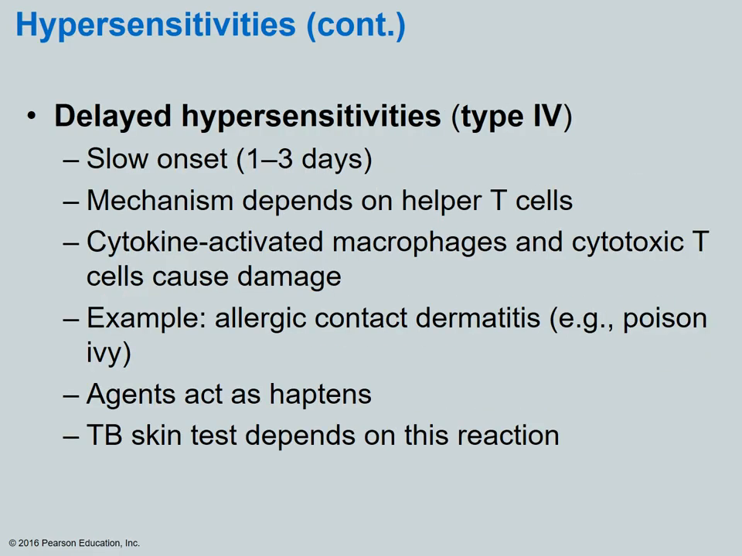Delayed hypersensitivities, which is the fourth type of hypersensitivity. This has a very slow onset. It can be 1 to 3 days after being exposed. It depends on helper T cells. Basically, an example of this would be exposure to poison ivy. And another example would be the TB test, which depends on this type of reaction.